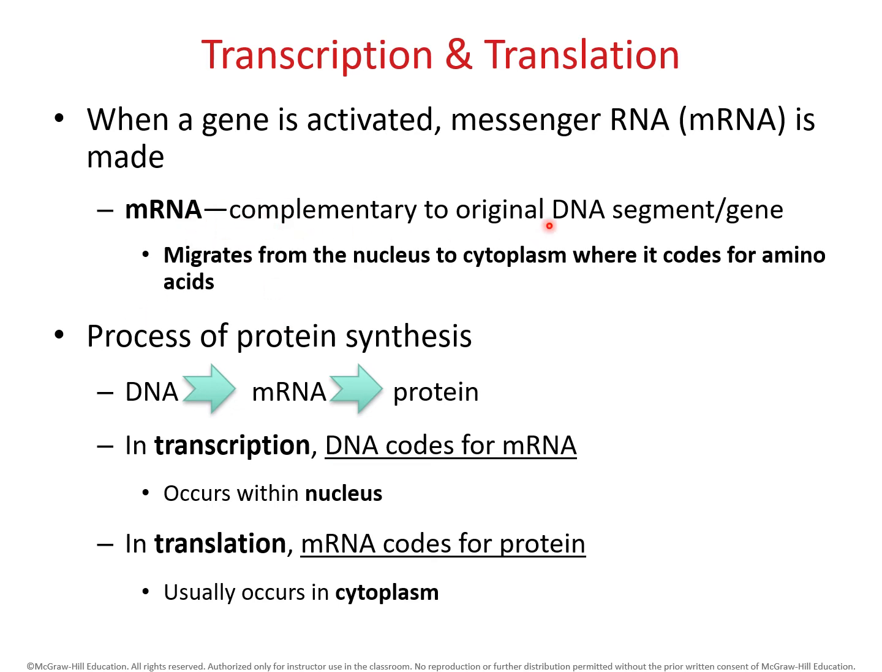So mRNA is complementary to the original DNA sequence or original DNA gene. And then what's going to happen? After this mRNA copies the code from DNA in the nucleus, it's going to leave the nucleus and go out to the cytoplasm, where it is then going to start coding for specific amino acids using its codons.